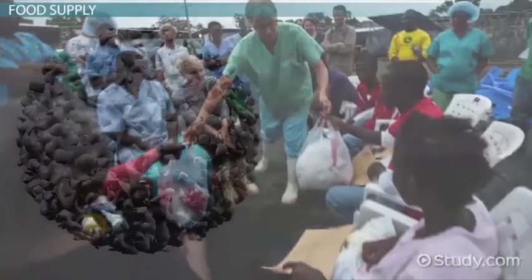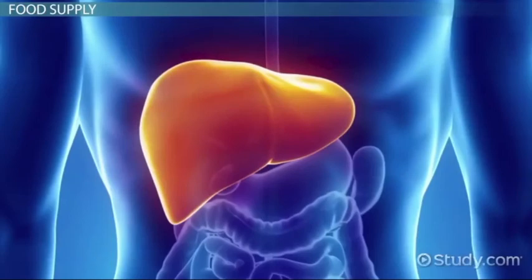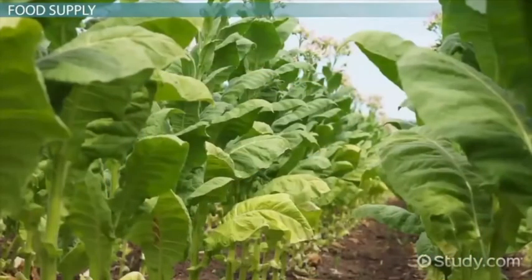One vaccine being studied is for hepatitis B. Hepatitis B is a virus that affects the liver. Tobacco plants have been engineered to make part of the virus, which when consumed by mice have caused immunity to hepatitis B, just like a vaccine.